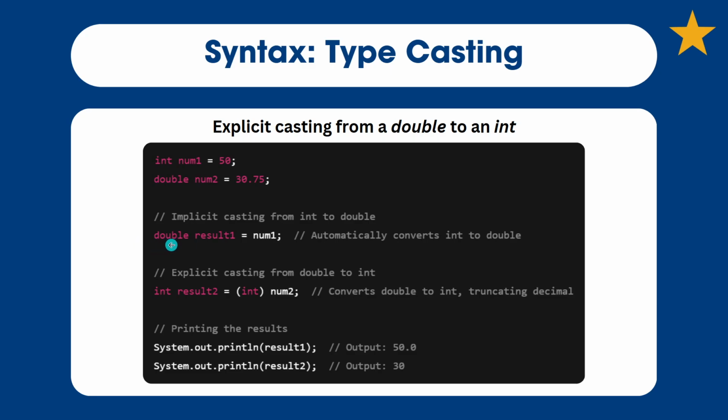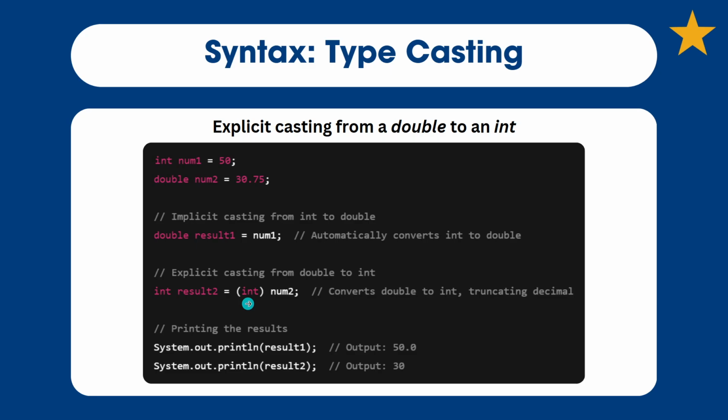Now notice, we made result a new data type. We made it a double. The cool thing about Java, it's going to do implicit casting. Because these are two number types, it's going to just imply that, hey, I'm going to turn this 50 into a decimal. You could also do explicit casting. So for example, let's say result2 is a new variable, and we're going to turn num2, which is a double, into an int.